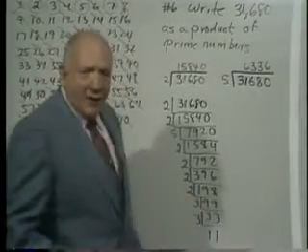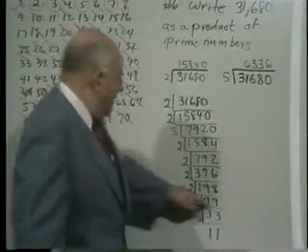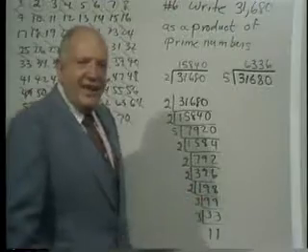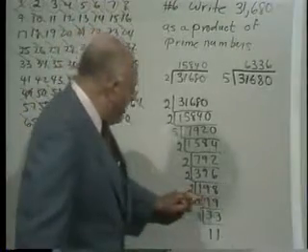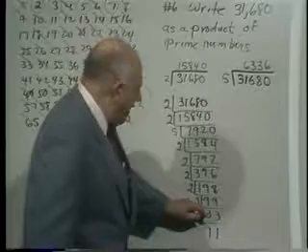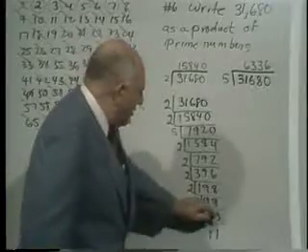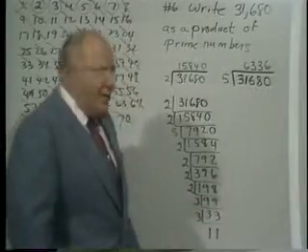99 is divisible by 9, of course, but 9 isn't a prime number. 9 plus 9 is 18. 18 is divisible by 3, so 99 is divisible by 3. 3 goes into 99 33 times. 3 goes into 33 11 times. 11 is a prime number.